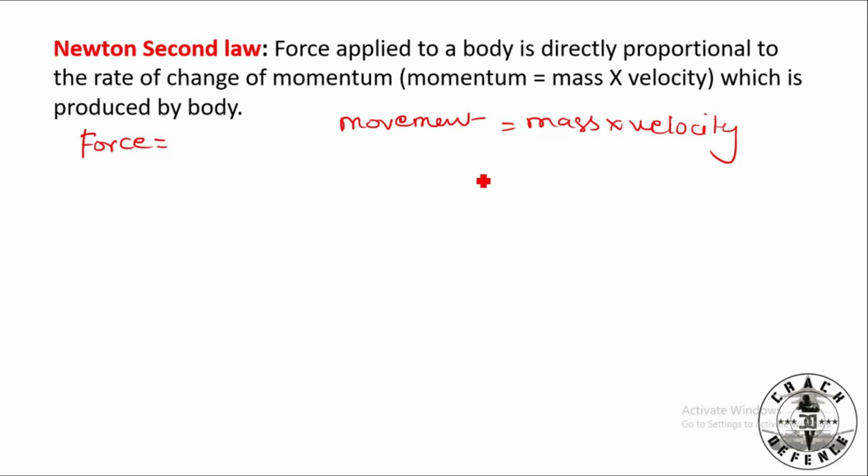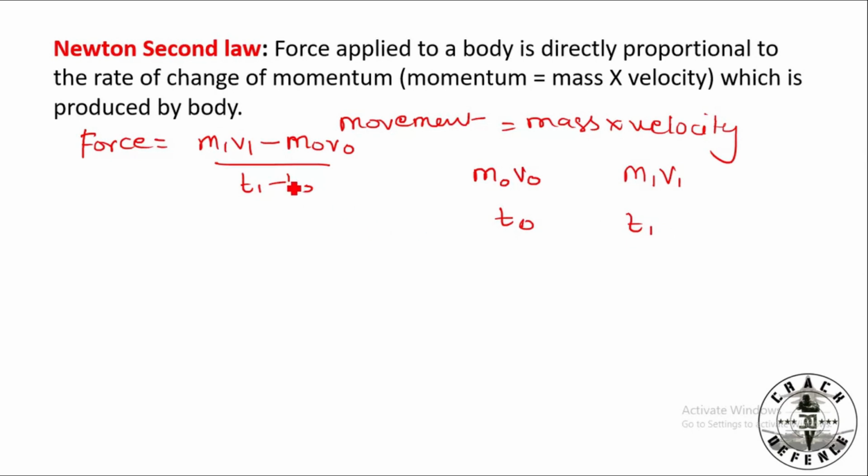So at the very initial stage, if mass is m0 and v0 is the velocity, and at a later stage when the force is applied, we have m1 as the mass and v1 as the velocity. So the rate of change of momentum, as per the formula, becomes (m1 v1 minus m0 v0) divided by (t1 minus t0). That means the time at this point and the time at this point.